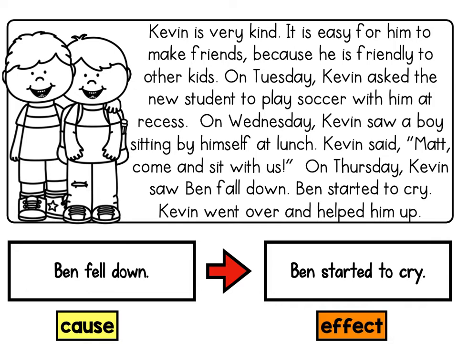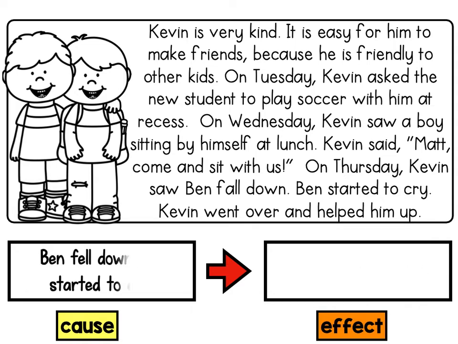And right just after that, I see another cause and effect. Because Ben fell down and he started to cry, Kevin helped Ben up. If Ben hadn't fallen down and he hadn't started to cry, then Kevin wouldn't have needed to go over and help Ben. Let's look at another text.